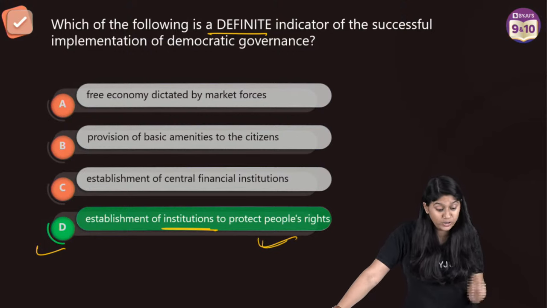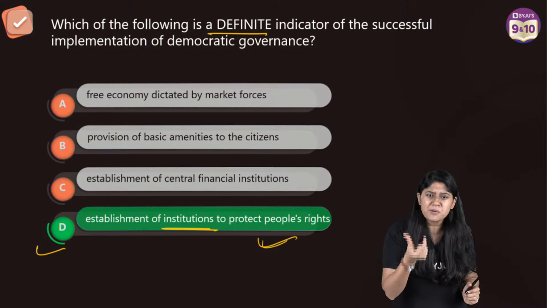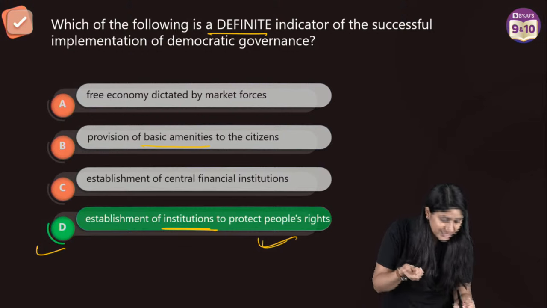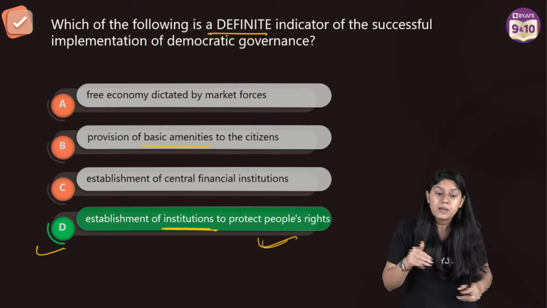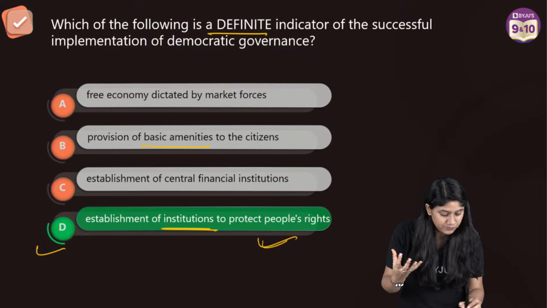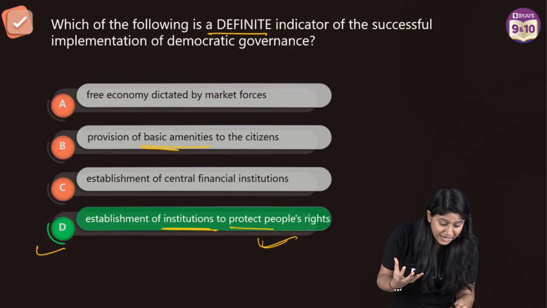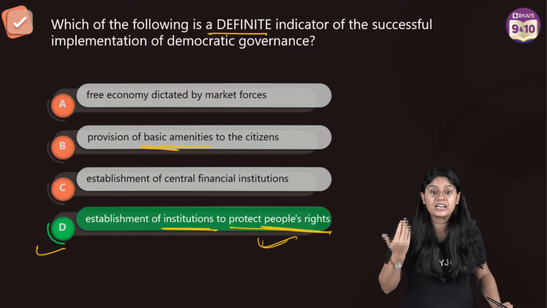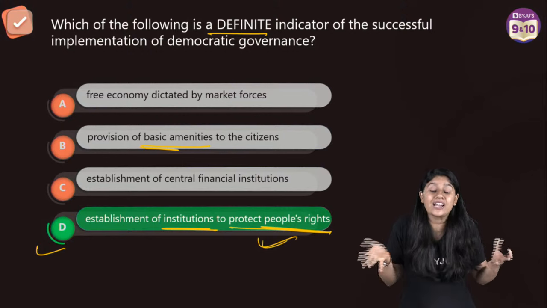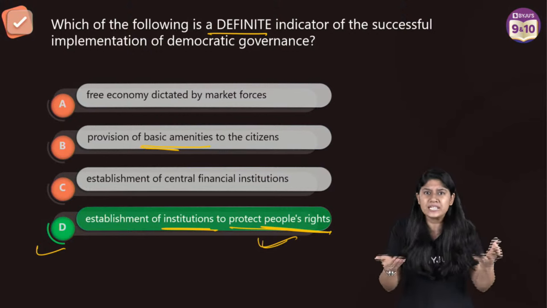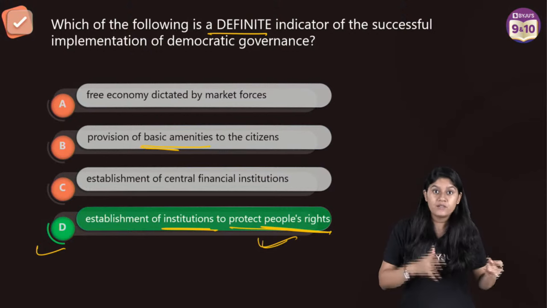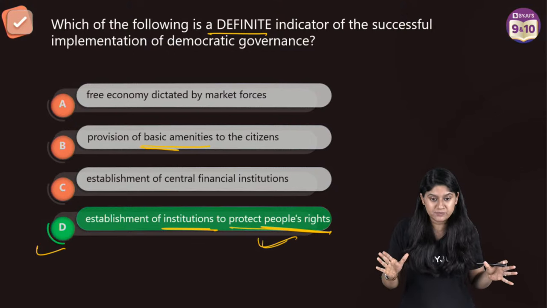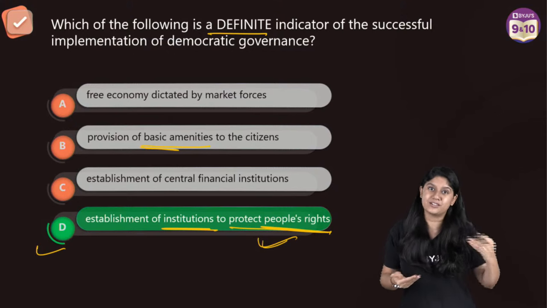Varshini, you're asking, ma'am, why not B? We are not talking just about basic amenities. The basic amenities are there. But what about the fundamental rights? Among people's rights, we have the basic rights: right of speech, right to live in hygienic conditions. All of these are a kind of mandate. We have six important fundamental rights along with that.